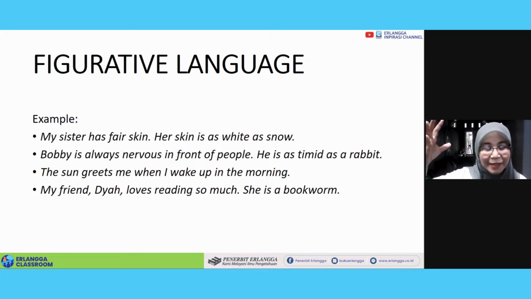Jadi the sun greets me when I wake up in the morning, gitu. Kan tidak ada the sun bilang selamat pagi, greets tuh ya. Jadi greets-nya ini disebut juga figurative language gitu.